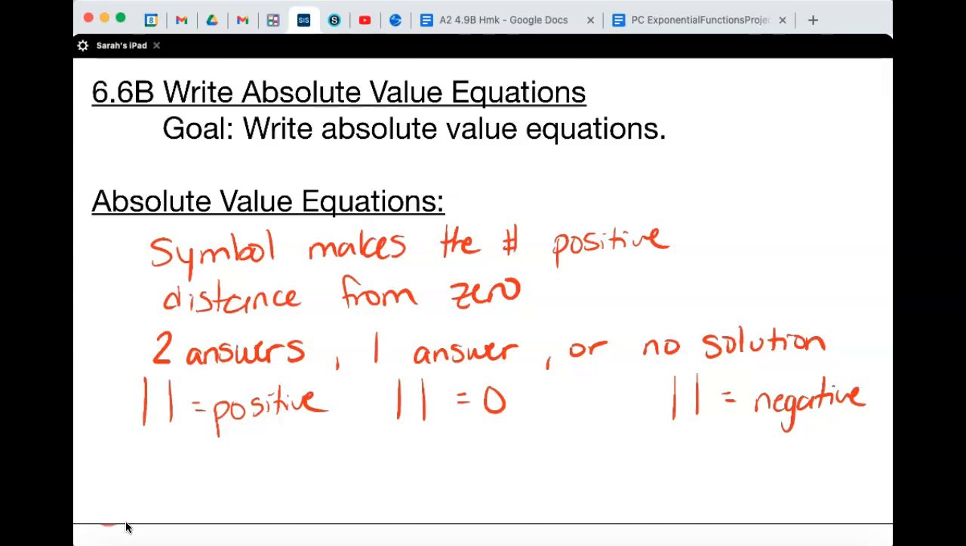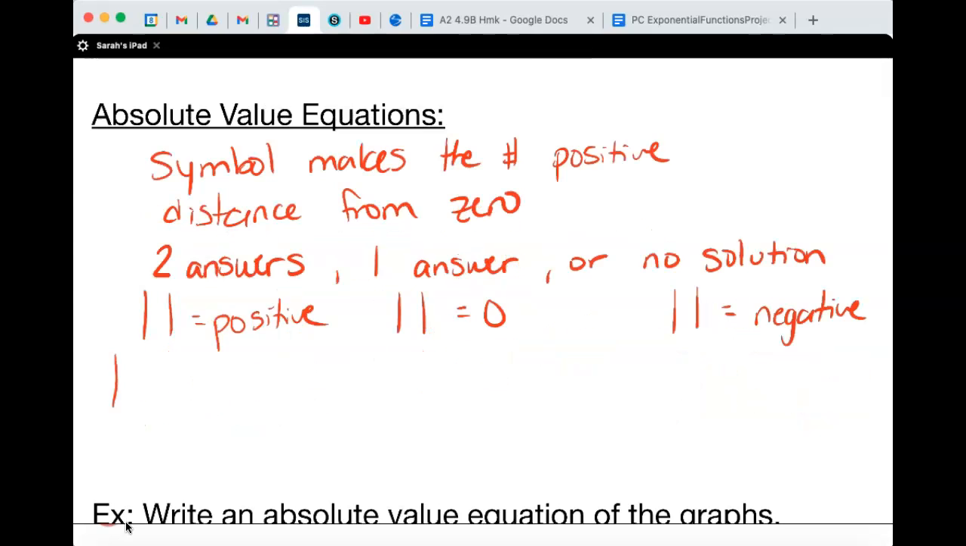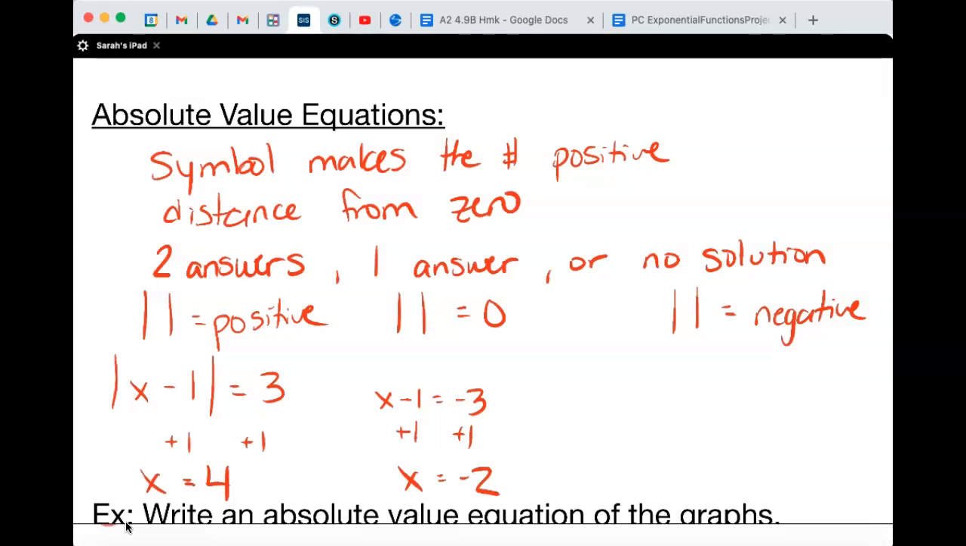Yeah. So let's just do one of these. So if it's x minus 1 equals 3, how do I solve this absolute value equation? Or 1. Okay. And then you can do negative. Okay. So basically we're going the opposite way.